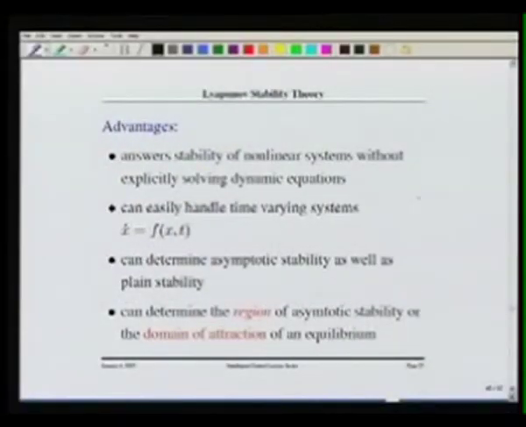So, what is the advantage? This answers stability of a nonlinear system without explicitly solving the dynamic equations, can easily handle time varying systems, can determine asymptotic stability as well as plain stability, can determine the region of asymptotic stability or domain of attraction of an equilibrium. We will see all these things through examples.